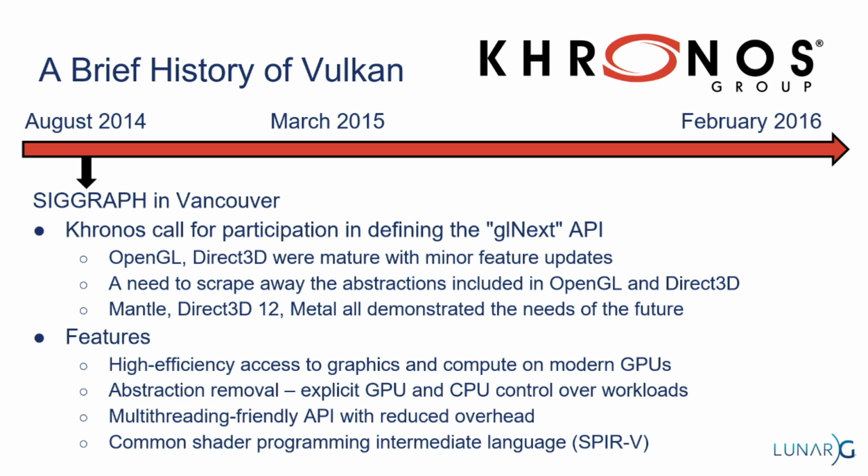And there was a general consensus within the industry that the abstractions that were being presented by these graphics APIs needed to be scraped away or removed, more control given to the applications themselves. And hence, sense of this common need to remove this abstraction, the Vulkan API started being defined by the Khronos group.